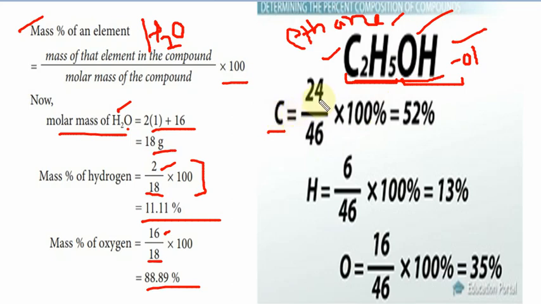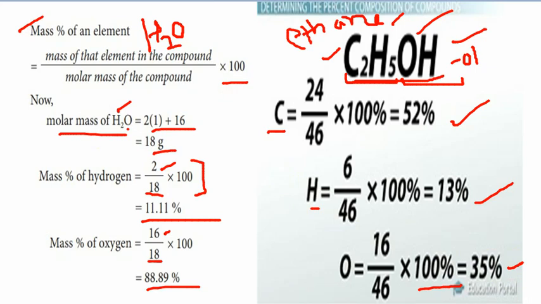So for carbon it is 24 by 46 into 100, that is 52%. Hydrogen, there are total 6 hydrogen, 1 for each hydrogen, total 6 by 46, and oxygen only 1, that is 16 by 46 into 100, that is 35%. Hence for percentage composition, for carbon 52, for hydrogen 13 and for oxygen it is 35%.